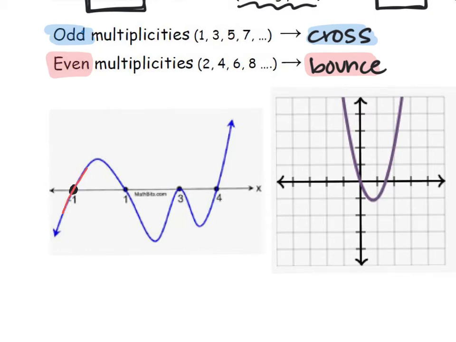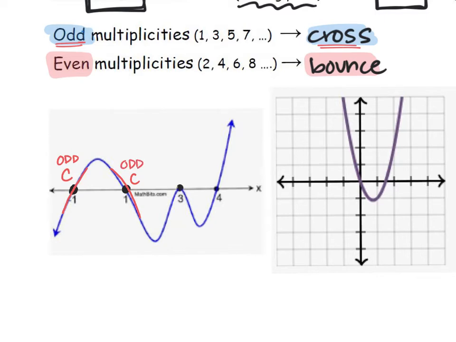Okay, so at that 0, I'm going to put a C for cross, and since it's a cross, that means that my multiplicity is odd. So I'm just going to write the word odd. Let's go to the next 0. Here's the next 0. At that 0, my graph is crossing through the x-axis. So I'm going to put a C for cross. I have another odd multiplicity.